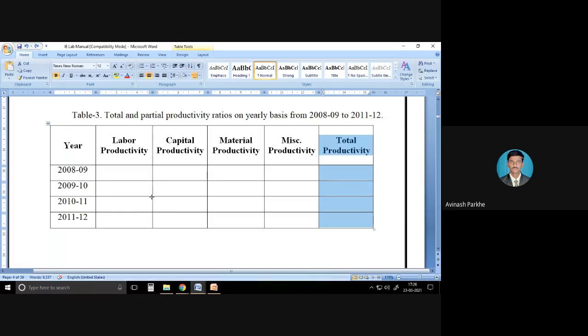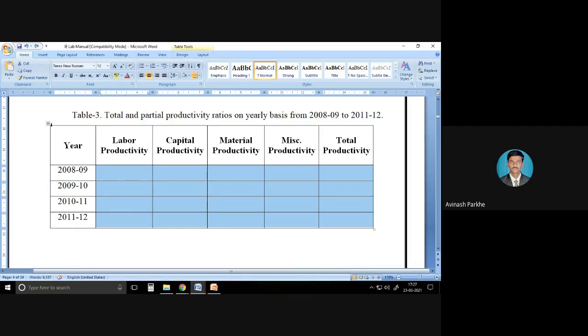And at the end, by comparing all the productivity, I have to check whether the productivity of that particular steel industry increases or decreases, because you will get all the answers in the form of percentage. In academic year 2008-9, you will check the percentage, and at the last academic year 2011-12, I will check the percentage from 2008-9 to 2011-12, whether my productivity increases or not. That I can easily identify by using this table number 3.